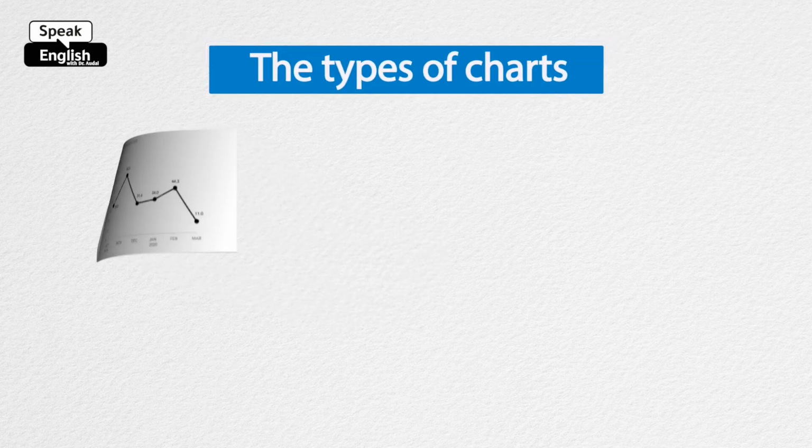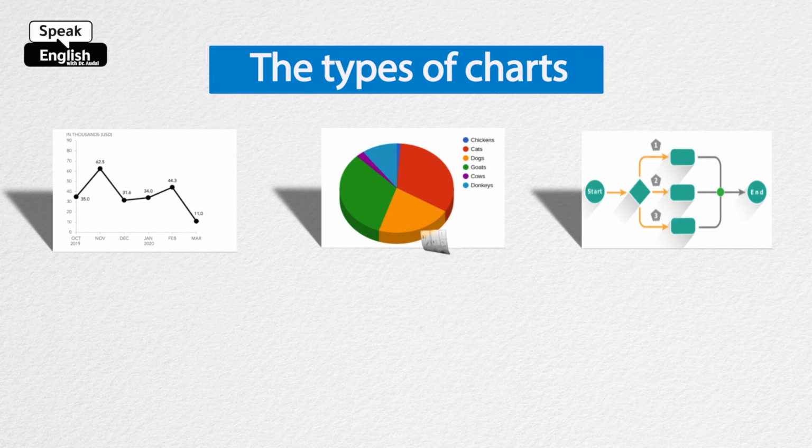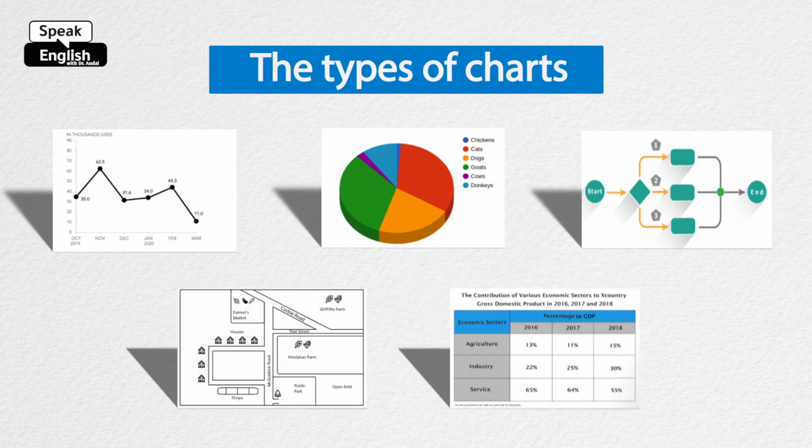Now let's take a look at the types of charts that you might find in the IELTS exam. We have the line graphs, the pie charts, the process diagrams, the maps, and the tables. Each of these has data, but it can be included differently.